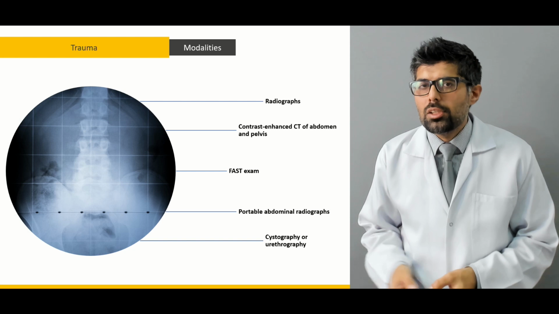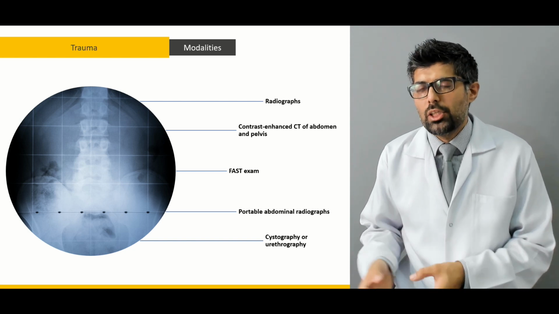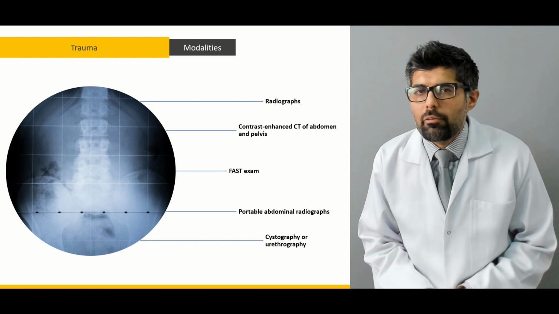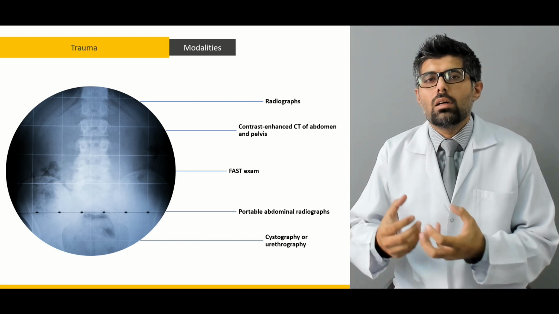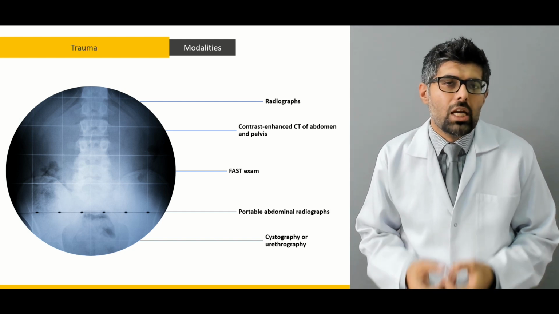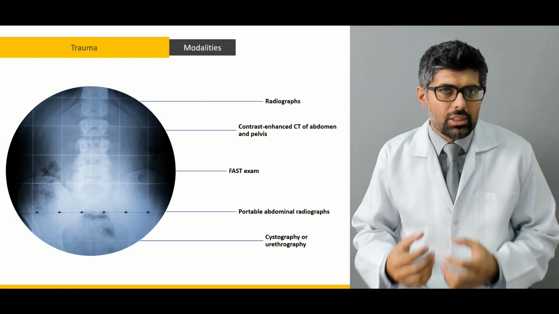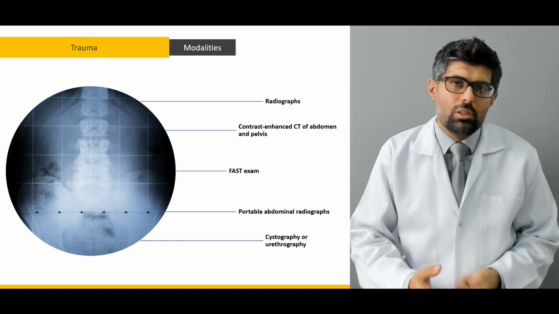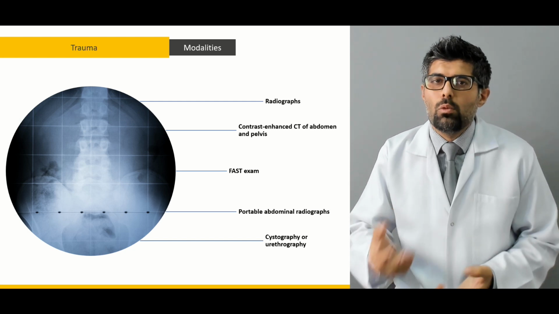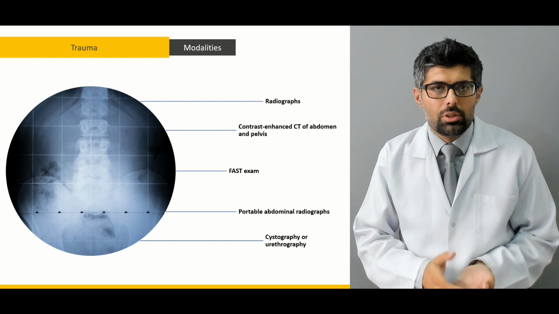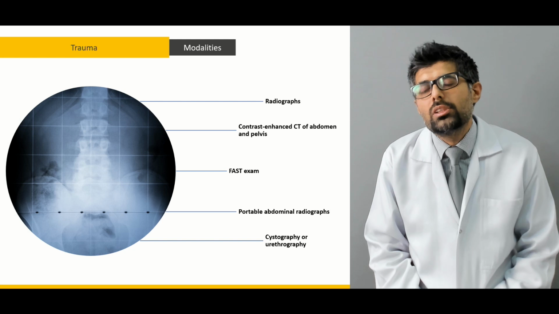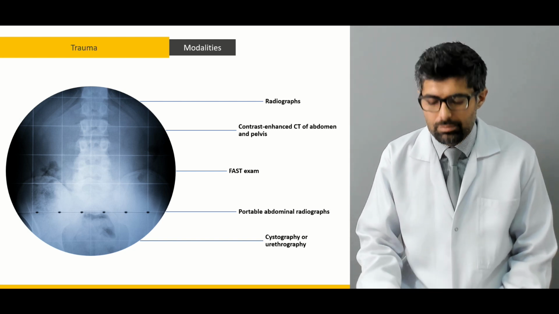Then another very specific study that we perform is either a cystography or a urethrography. In this, a contrast medium is introduced into the urogenital system in a retrograde fashion. That is, it is introduced against the flow of the urine. So via these studies, we can look at the urethra, the urinary bladder, and even the ureters and the pelvis of the kidney.